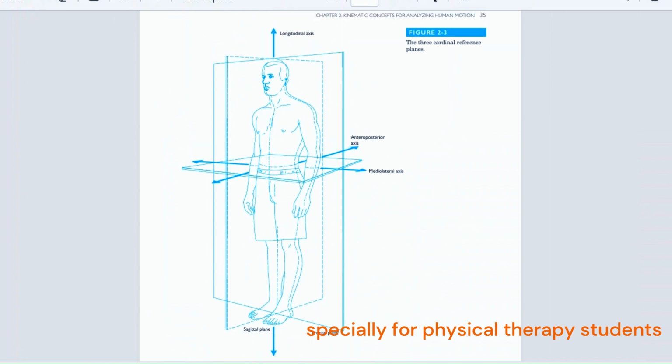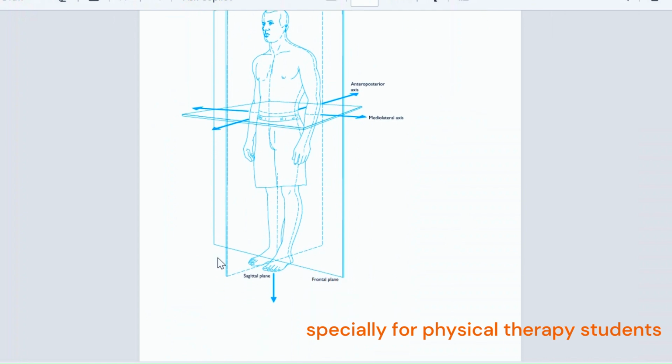Here you can see the sagittal plane, the frontal plane, and the third one, the horizontal plane. In the sagittal plane, you divide the body into left and right halves. That means you divide the body from the middle of the head and continue down to the area between your feet. This is the area that you cover as a sagittal plane.